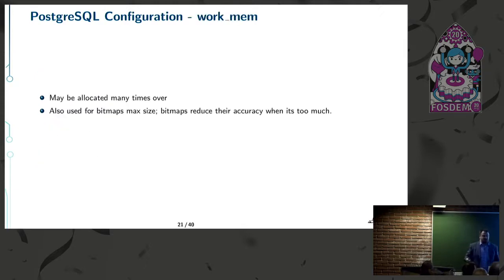So the first one is work_mem. One of the things to realize is that work_mem can be allocated many times over. It's used for bitmaps, hash builds. It's also used for sorting in memory, right? So these are all things that you want to care about and think about. One of the big things is that bitmaps, if you're using a bitmap heap scan, I'm going to talk about that a little bit later, but if you're doing that and you overflow work_mem, bitmaps will start to reduce their accuracy, which ends up being a potential issue for performance.